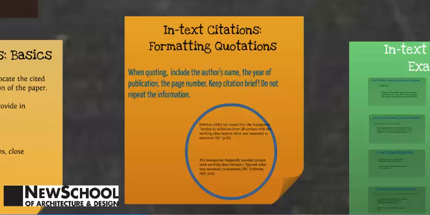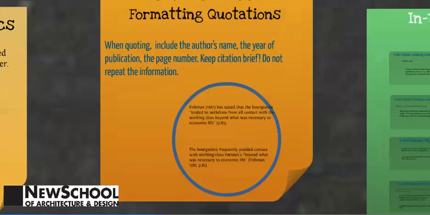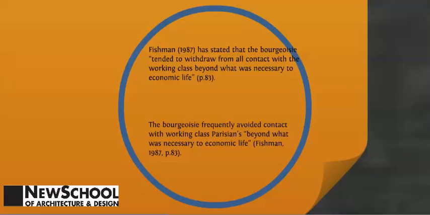Citation information can be built into the text or included in parentheses. Here are 2 sentences demonstrating how the citation information can be included. Sentence 1: Fishman (1987) has stated that the bourgeoisie tended to withdraw from all contact with the working class beyond what was necessary to economic life (page 83).